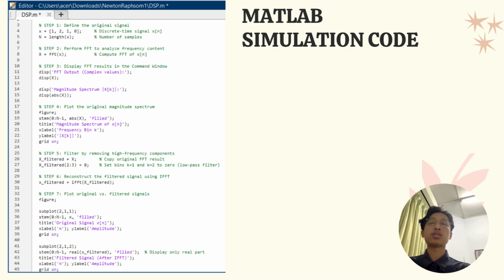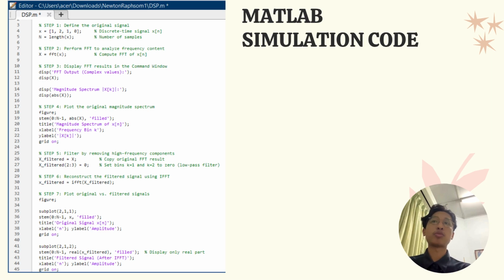In this section, I'll explain how we use MATLAB to analyze and filter a digital signal using the FFT algorithm, working with x[n] equals 1, 2, 1, 0. Next, we need to define a signal. At line 4, we define our input signal in discrete time. Then in line 5, we store the number of samples in a variable called N, which is used for plotting and indexing for later output.